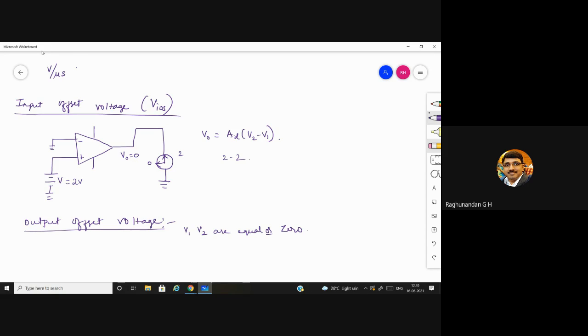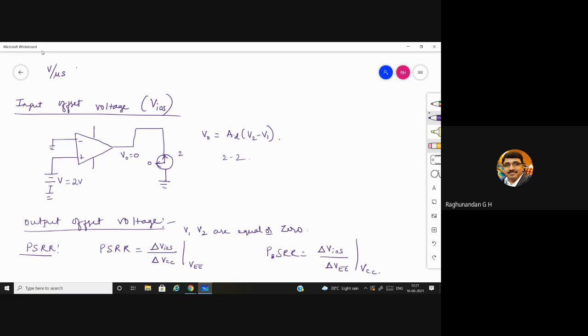After this, again the power supply rejection ratio, whatever we discussed. Even they'll ask this parameter or characteristic to define. This can be defined easily by using the formula PSRR is equal to delta VIO by delta VCC, keeping VEE constant. Same way, PSRR is equal to delta VIO by delta VEE, keeping VCC constant.